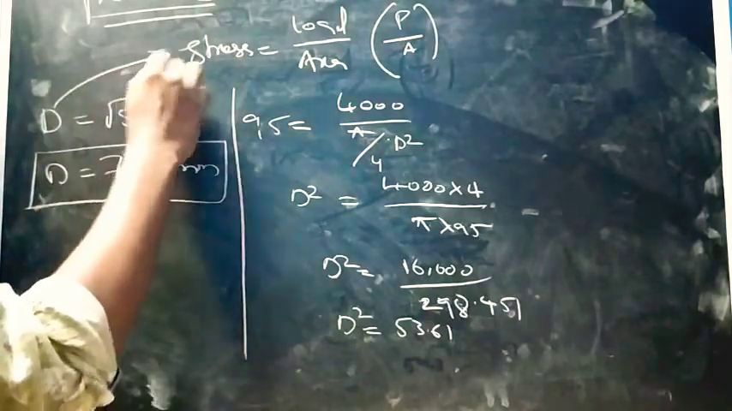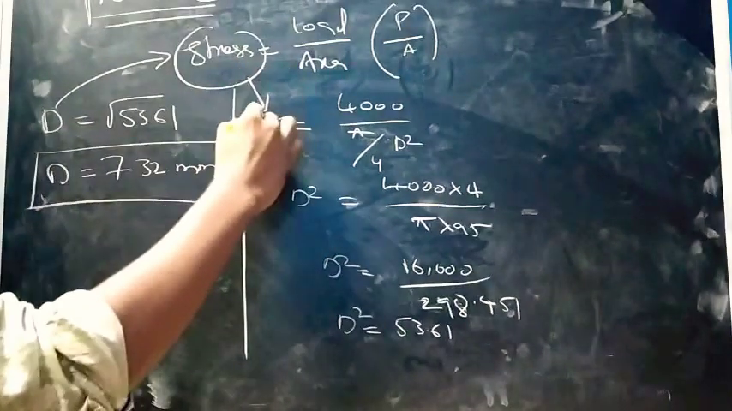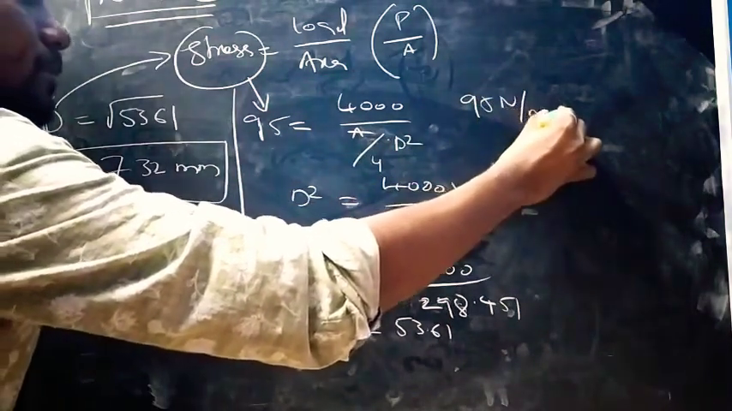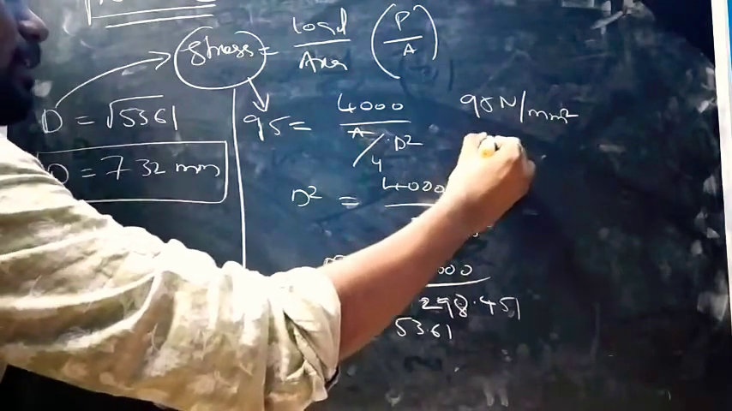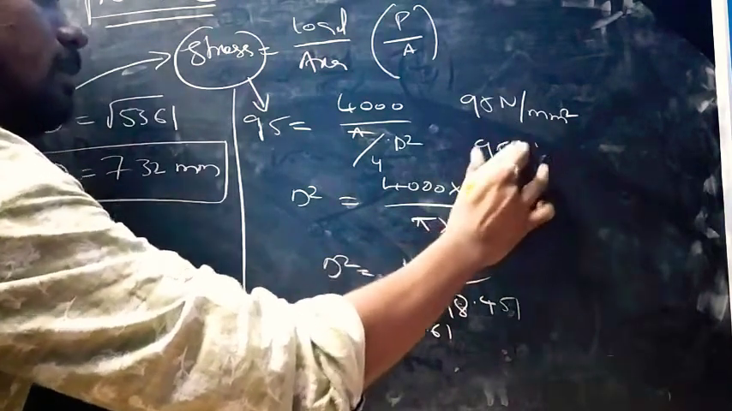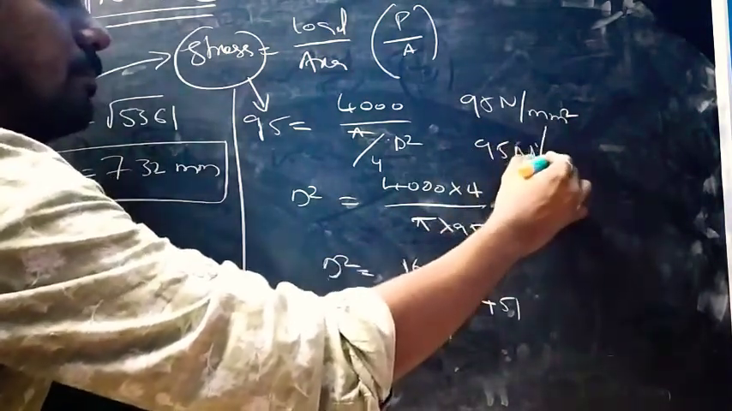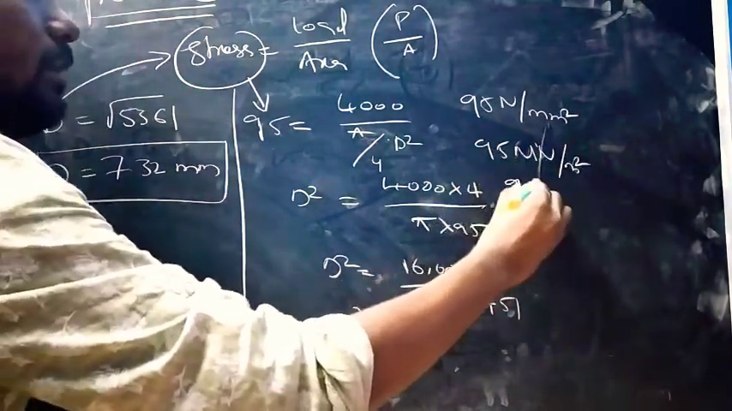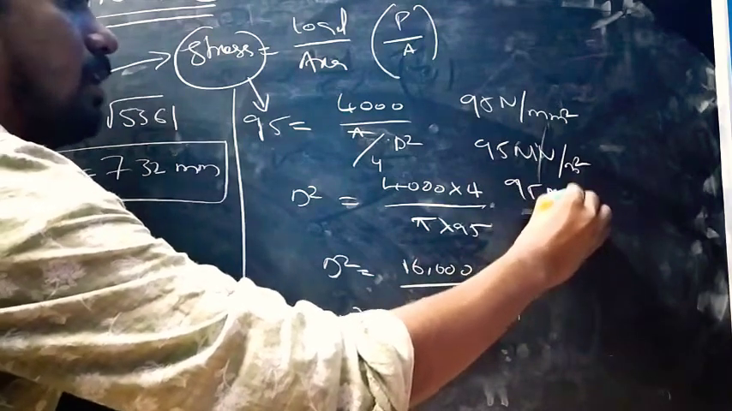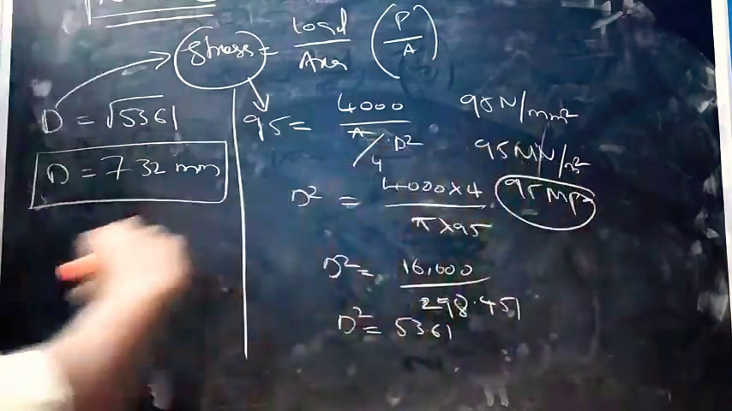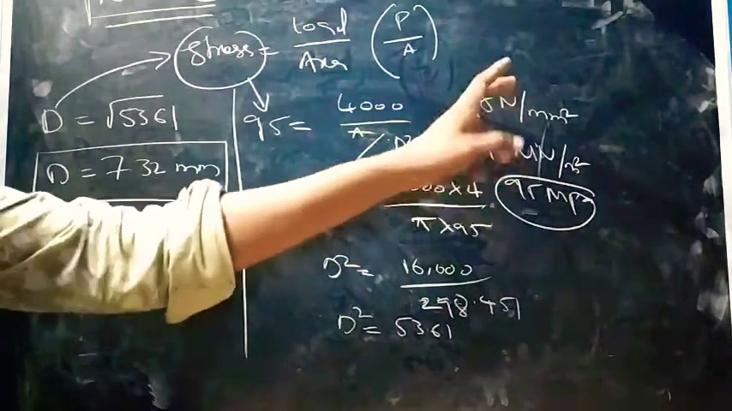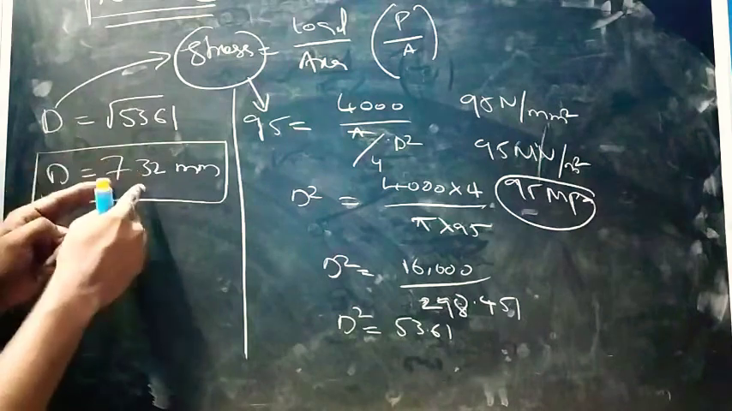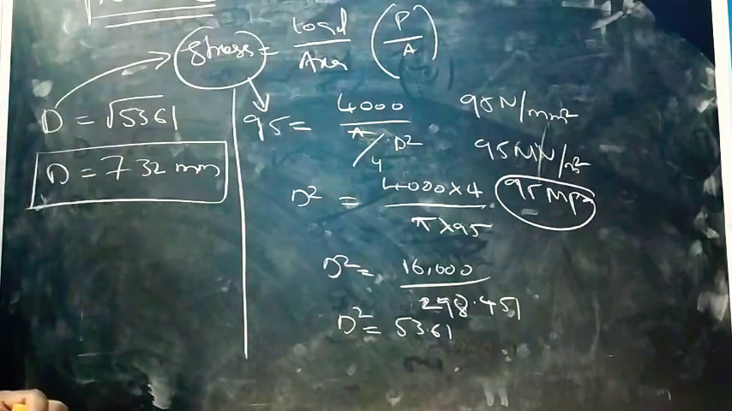When the stress value is given as 95 Newton per mm square, they try to confuse you with 95 meganewton per meter square. It is nothing but 95 megapascal, right? So unit conversion is very important in numericals, so that you can get an accurate value.